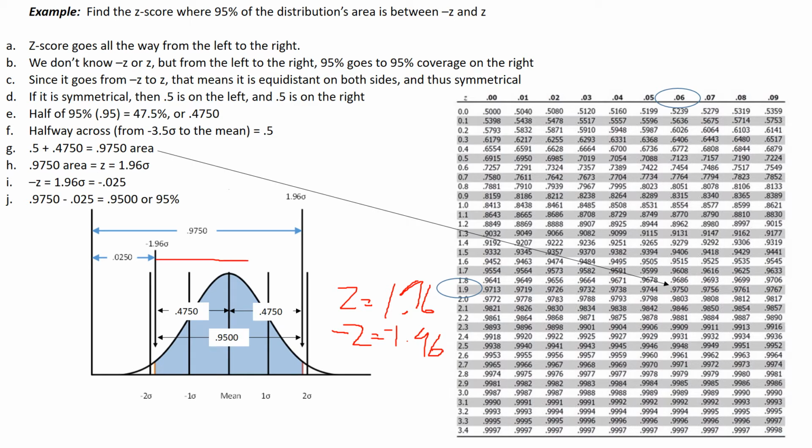is 95%, which means the other 5%, because it only holds 100%, has got to be split up evenly, because this is split up evenly, between 0.0250 at the lower end and then 0.0250 at the upper end. So 0.0250 plus 0.9750 plus 0.0250 is 1 or 100%.